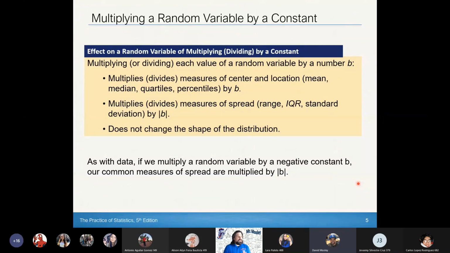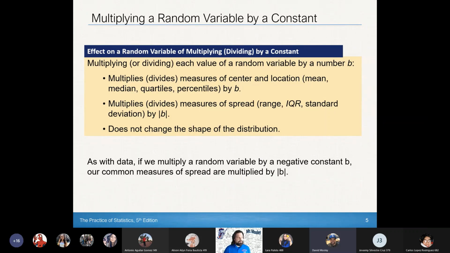Again, when multiplying or dividing by a constant, this changes measures of center and location and measures of spread. It has no effect on the shape. Right? The overall shape of our distribution will stay the same. If it was approximately normal before, it stays approximately normal. If it was skewed to the right, it's still skewed to the right. If skewed to the left, still skewed to the left. The shape will not change.